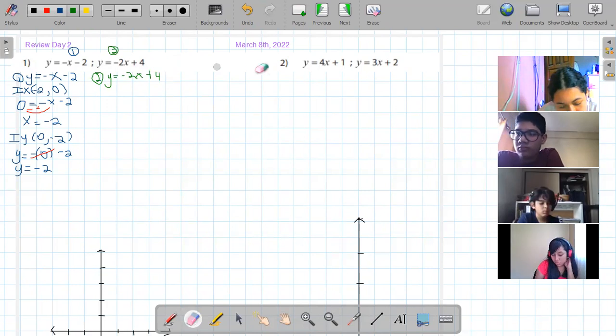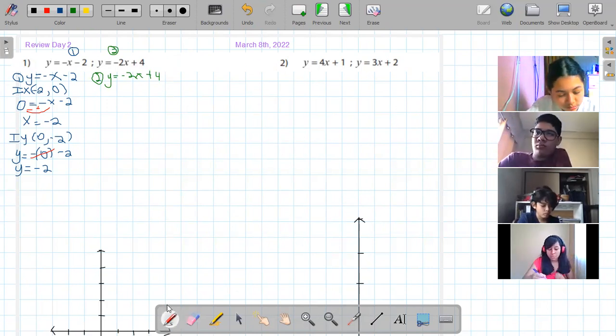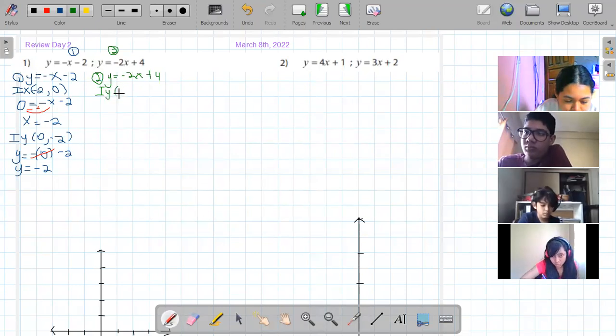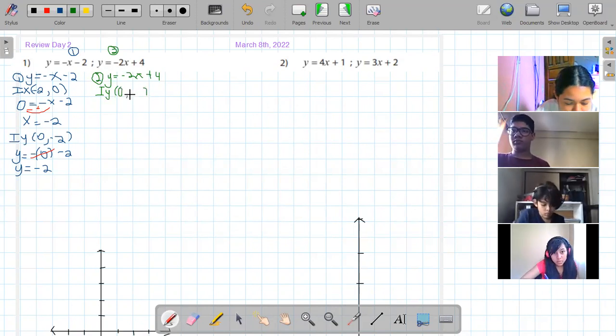You can find first the intercept in x, or you can find first the intercept in y. So for this one, just for you to see that it doesn't matter, I'm going to find first the intercept in y. I'm just going to be careful that I know that for the intercept in y, x is equal to 0. I don't place it the other way around because that won't be the intercept in y. That will be the intercept in x.